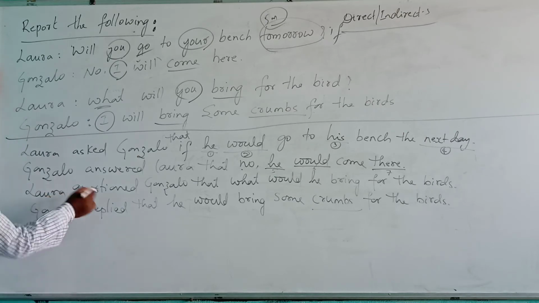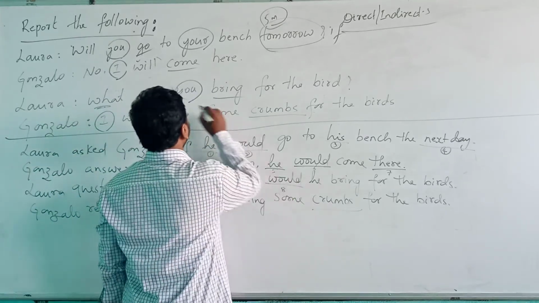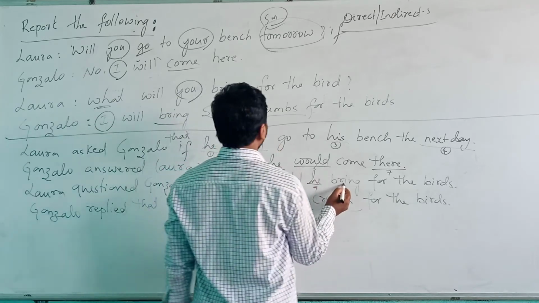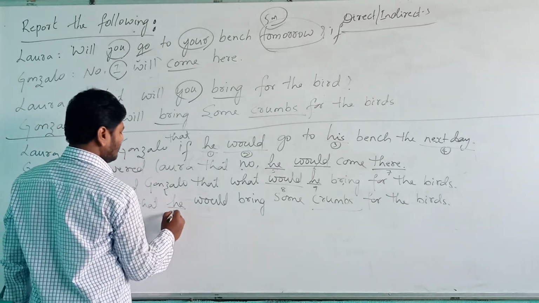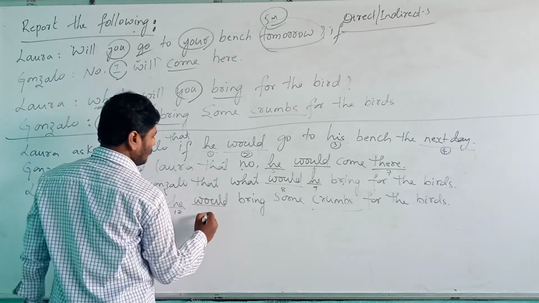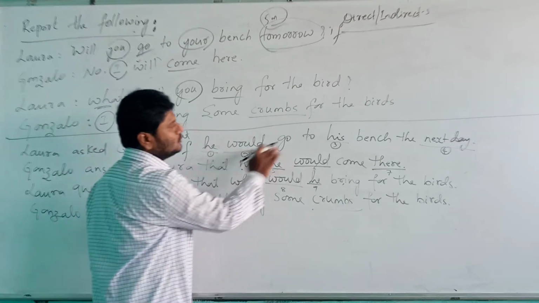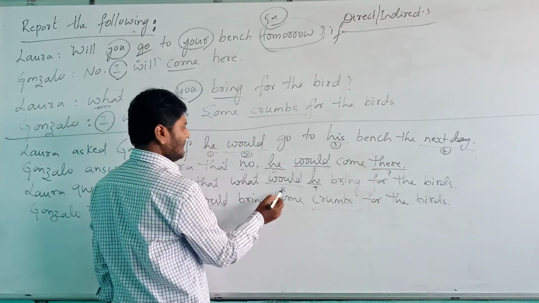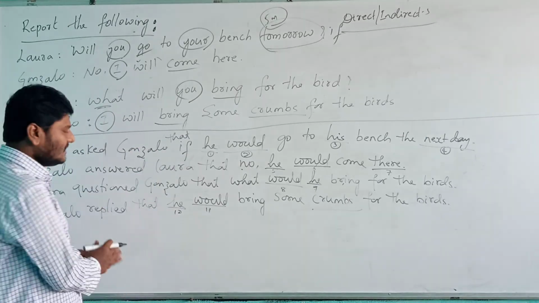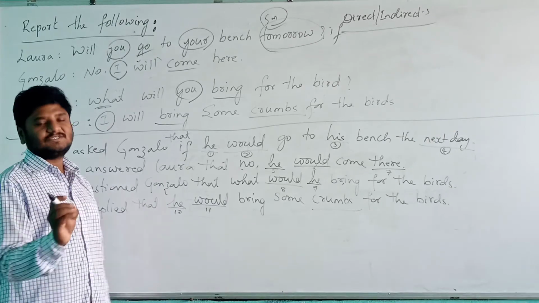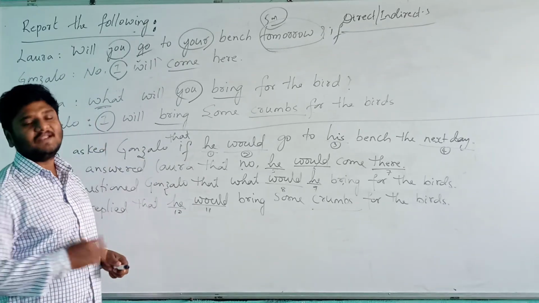Now the third sentence. Laura questioned what he would bring: what has no change, will converts to would, you converts to he, bring and for the birds have no change. Then Gonzalo replied that I converts to he, will converts to would, bring and some crumbs for the birds have no change. If you see the numbers I have written, in the paragraph we have changed 10 words. These are pronouns, helping verbs, tenses, time, and if or whether for asking a question. If you practice in this way, you can improve indirect speech day by day.